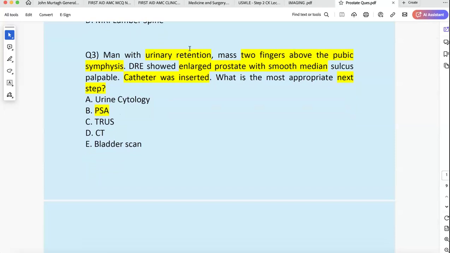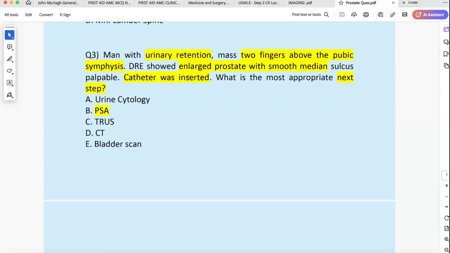Now, they have already said that there is urinary retention. What is the mass above the pubic symphysis? It's a bladder, right? So urinary retention due to enlarged prostate. And they already said median sulcus palpable. So they're talking about benign prostatic enlargement.